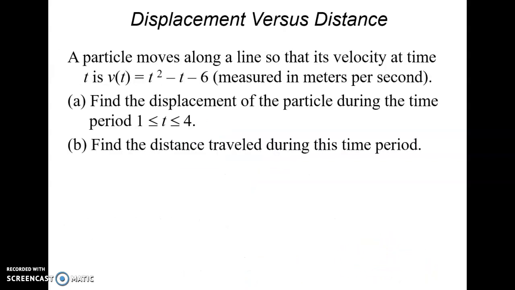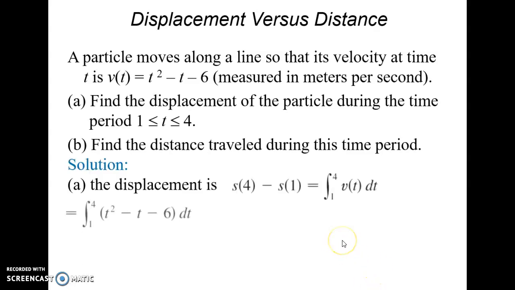So let me give you an example of how to do this. A particle moves along a line so that its velocity at any given time is given by this velocity curve, measured in meters per second. First, they asked me to find the displacement of the particle during this time, then find the distance traveled over this period. Okay, so finding the displacement is always easy.